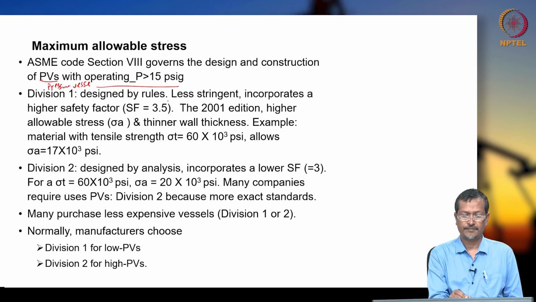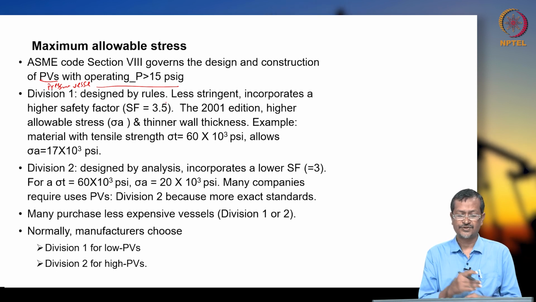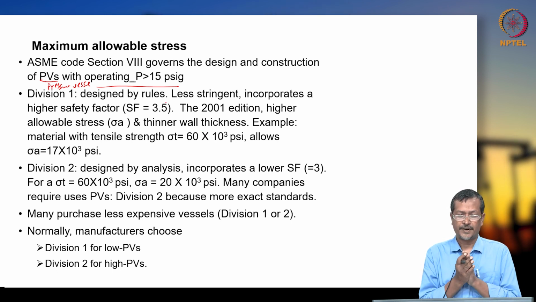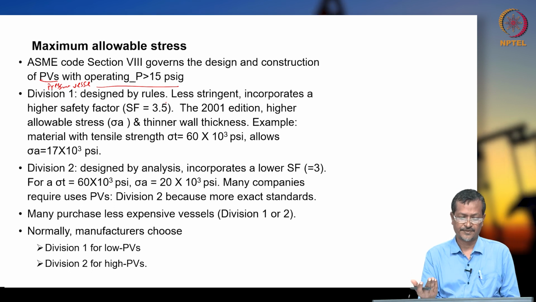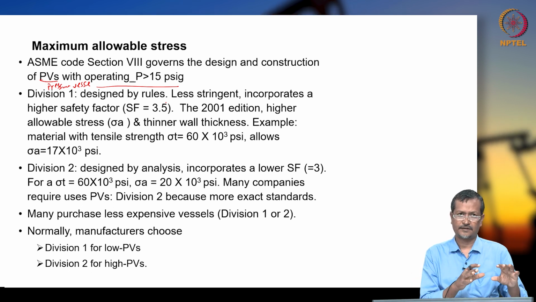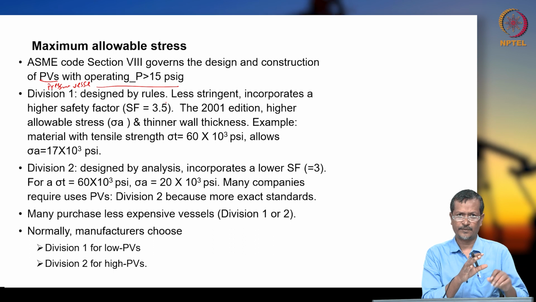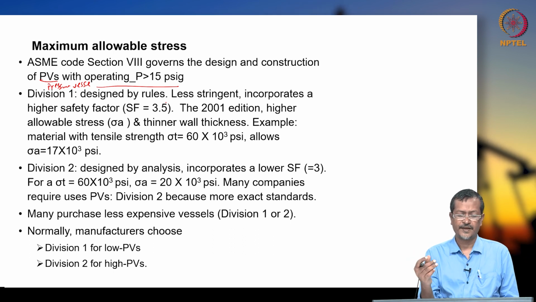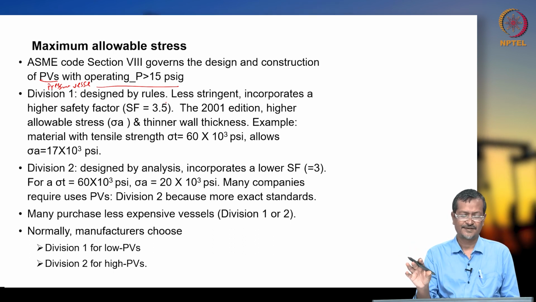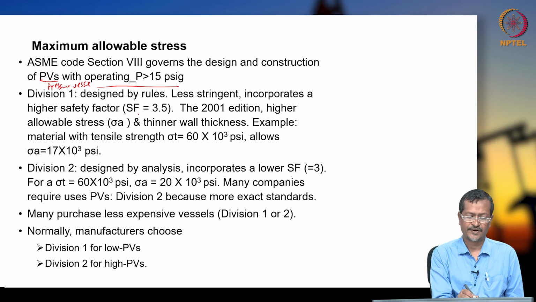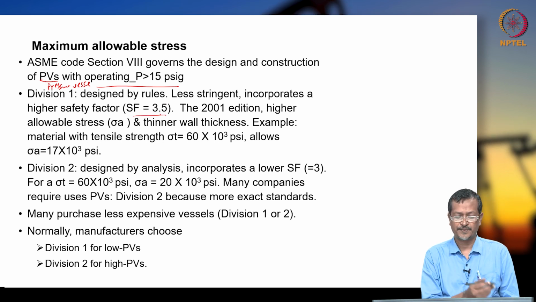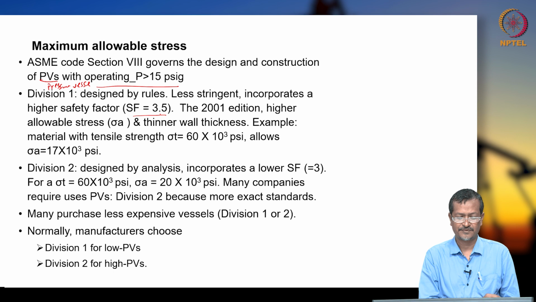Division 1 is designed by rule. The rules are less stringent, but they give a little higher factor of safety. The material and other criteria will be a little lower, but they use more factor of safety, so they do not consider material too much. Here the factor of safety is 3.5. In the previous case I was saying 2, but here you can see 3.5 because it is a pressure vessel.